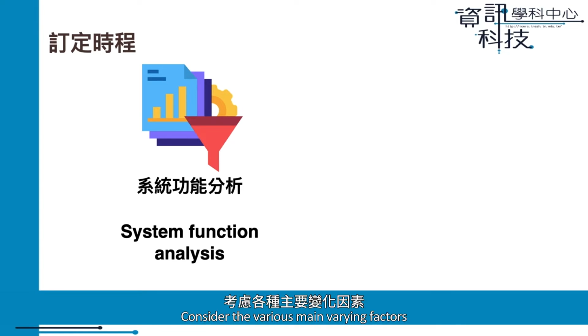Consider the various main varying factors and their mutual influences to think and solve problems in all aspects. The purpose is to accurately propose the overall goal, to choose the proposal appropriately, and to confirm the strategy scientifically.